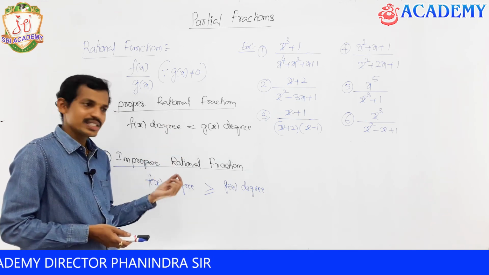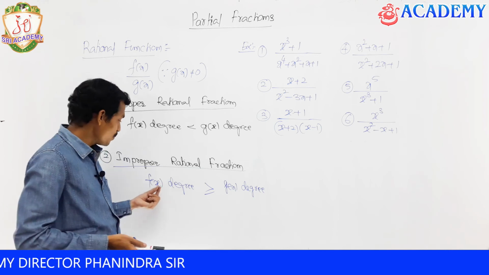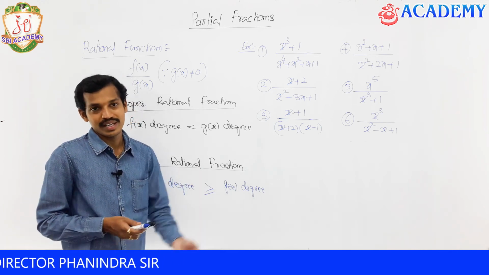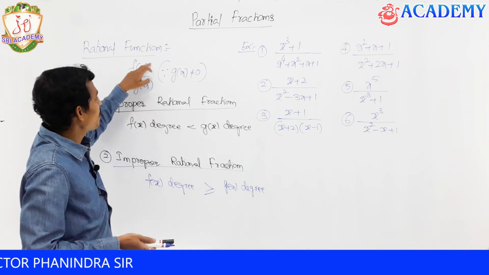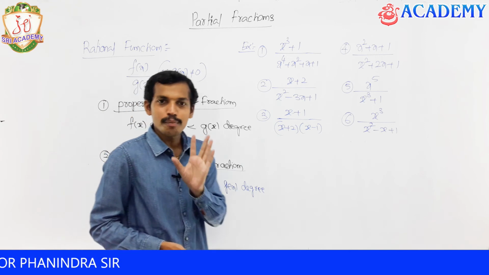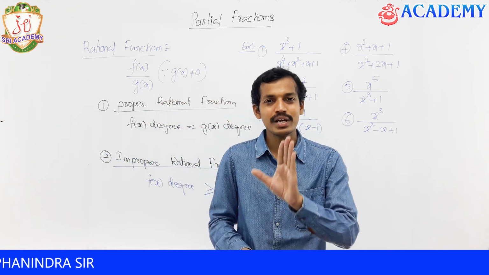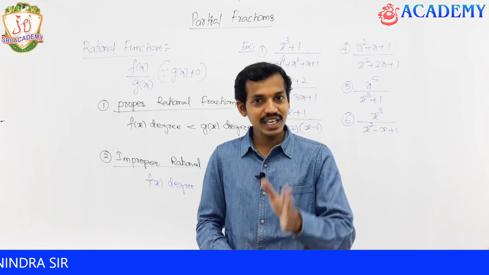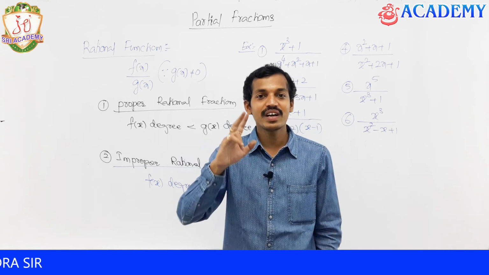Otherwise, if the numerator degree is greater than or equal to the denominator degree, then it is an improper rational function. Just now I said f of x and g of x are both polynomial functions, and each polynomial function has a degree. Based upon that degree, rational functions are divided into two types: one is proper, another is improper.